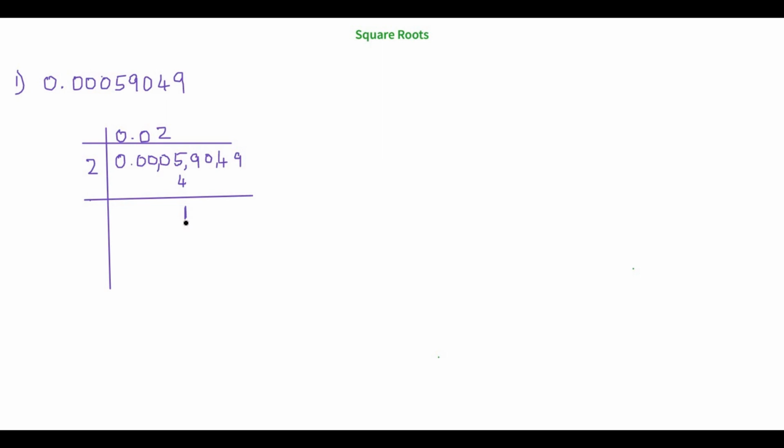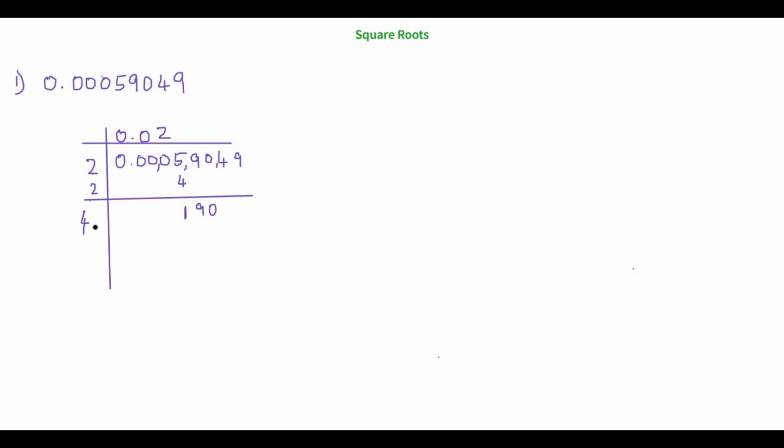Then what is the next step? Yes, we bring down the next two digits. So usually in square root we bring down 2 digits at one time. Then after bringing down 2 digits, our next step is to add 2 with this, because we have 2 here, and 2 plus 2 will become 4.